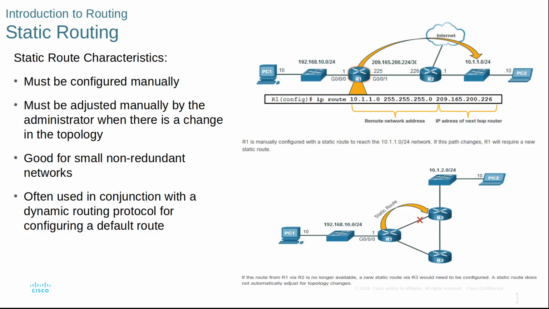Static routing must be done manually, and it has to be changed by the admin when there's a change in the topology. This isn't used commonly for anything other than configuring a default static route, like that example I just gave you, right? That this is our path to the internet, so we're going to set a default static route here, and then we can propagate that internally using dynamic routing protocols.